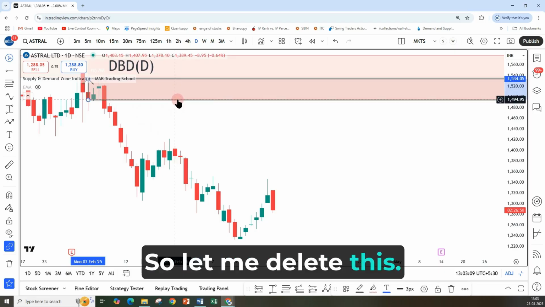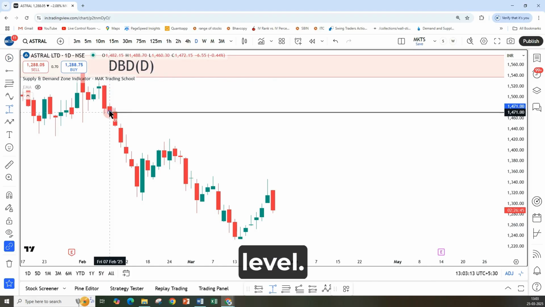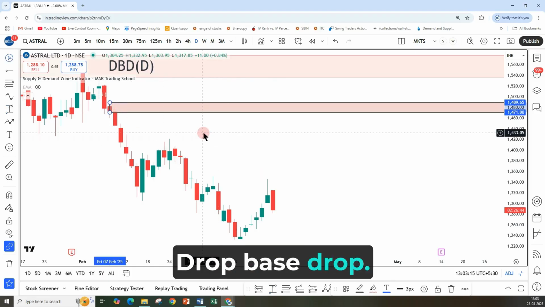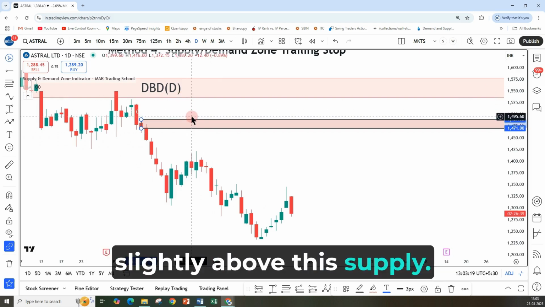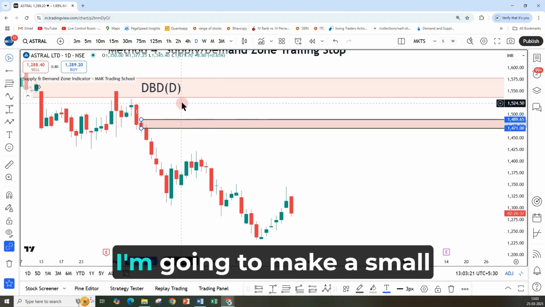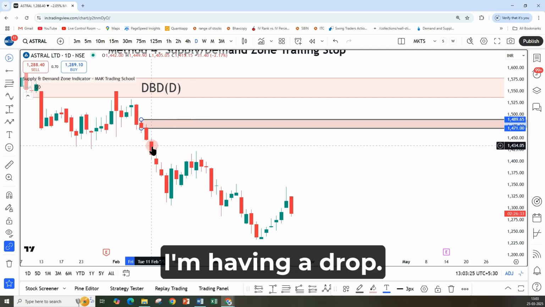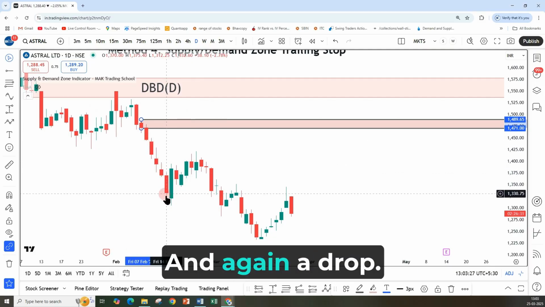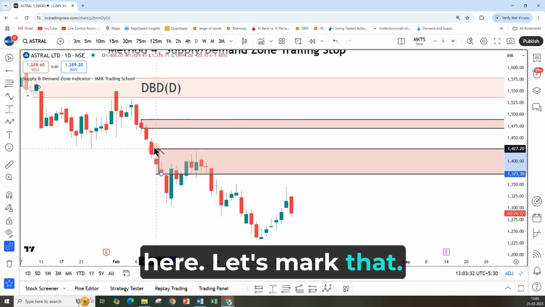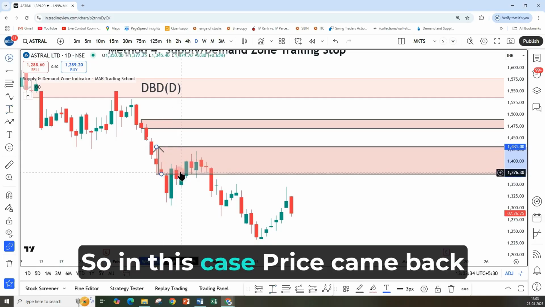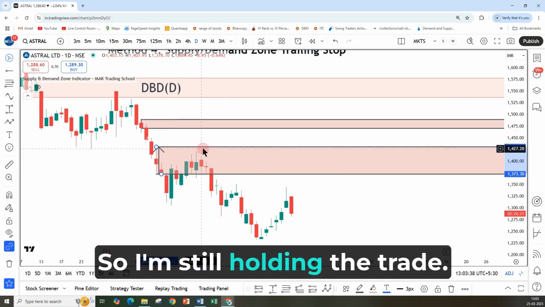So let me delete this. Let's mark this particular level. Drop base drop. So now I can trail my stop loss slightly above this supply. So even if I get stopped out, I'm going to make a small gain. On the way down, I'm going to drop 2 candle base and again a drop. So another drop base drop level here. Let's mark that. So in this case, price came back but did not break the distal line of supply. So I'm still holding the trade.